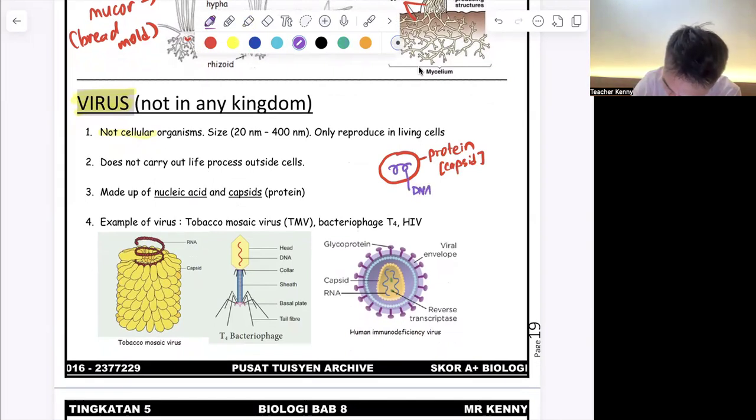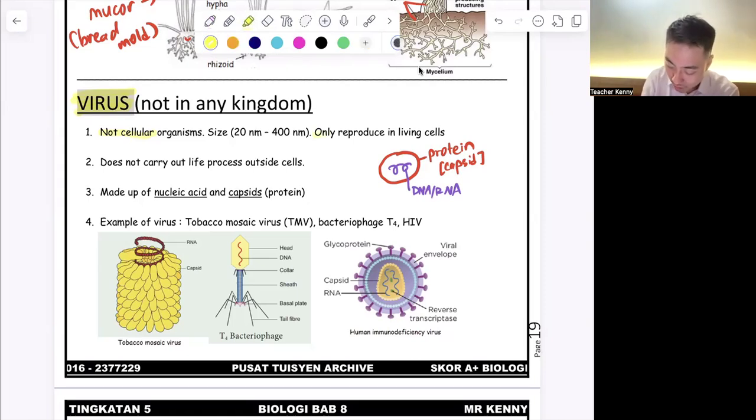DNA or RNA, we call them nucleic acid. Nucleic acid has two branches, right? DNA and RNA. That's all. Nothing else. Mitochondria, none of them is inside there. How they move, there's their own mechanism in there.